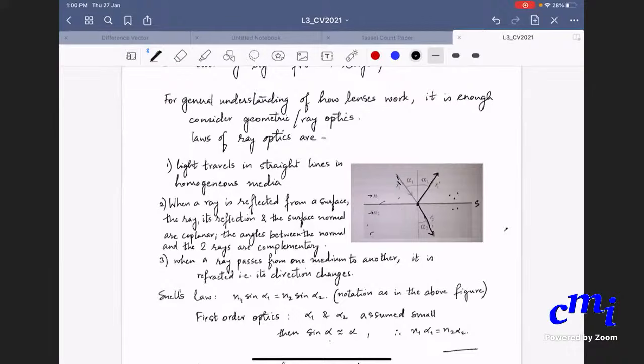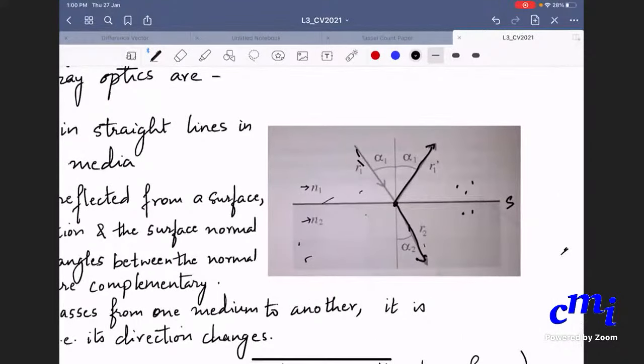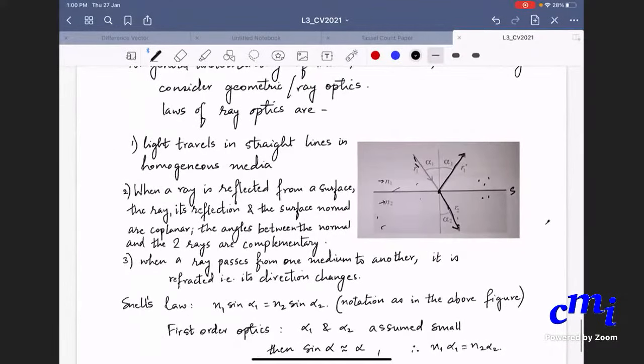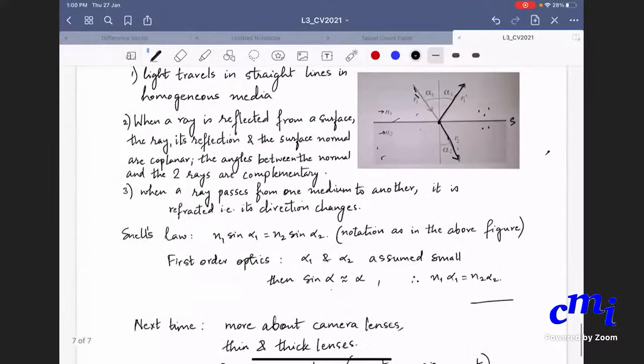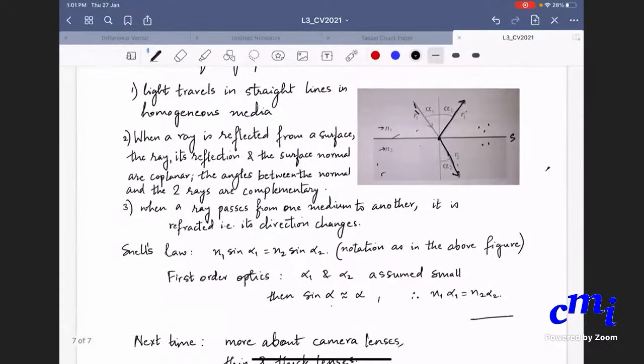In this figure, we have these angles alpha 1 and alpha 2, the angle of refraction. If you remember Snell's law, it says n1 sine alpha 1 equals n2 sine alpha 2, where n1 and n2 are the refractive indices of the two mediums through which the light is passing. I'm just revising these things. It's not that we are going to use these heavily in the course, just stuff that you need to remember with respect to how cameras work.